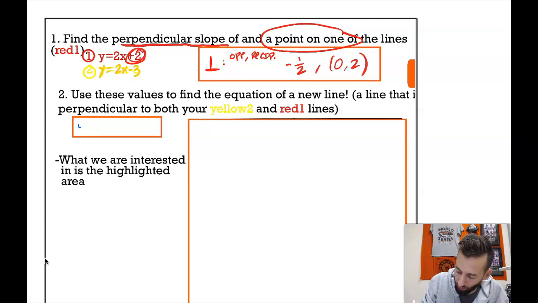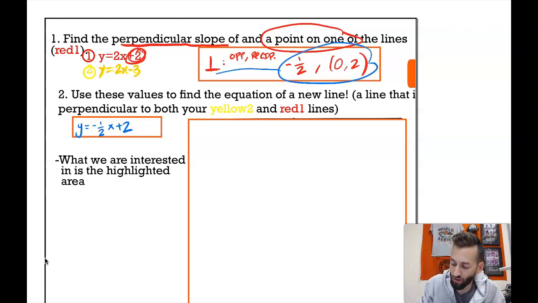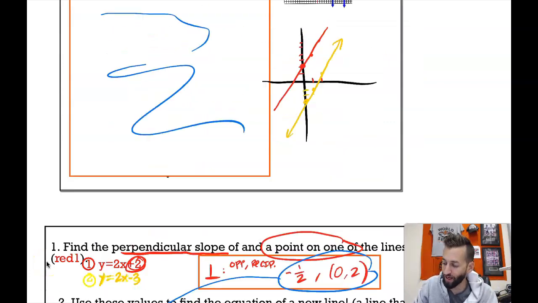In slope-intercept form, y equals -1/2 x plus 2. Okay? If you don't want to do this, you can jump straight to this. All right? Now, what we've done is we've created our blue line. It starts here. It goes down 1 over 1, 2. Down 1 over 1, 2.